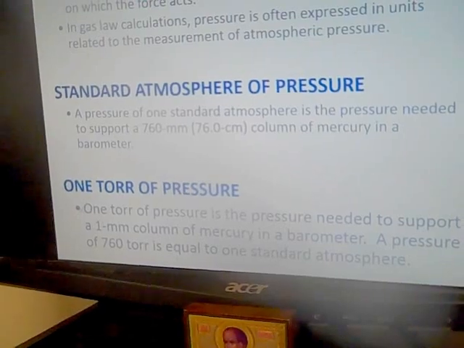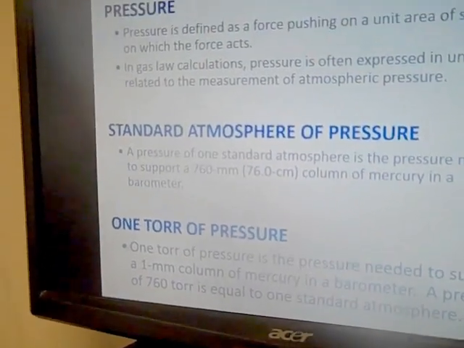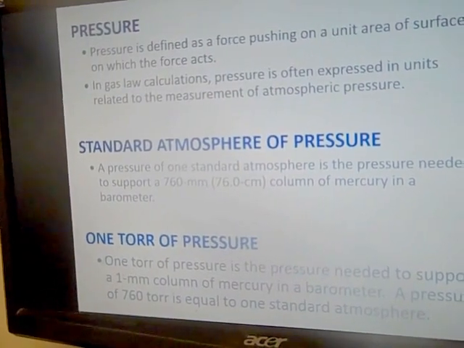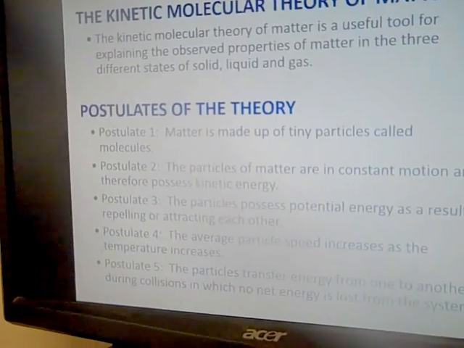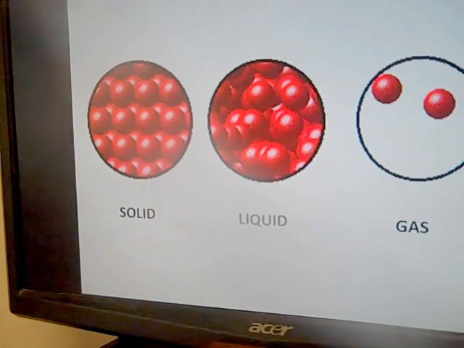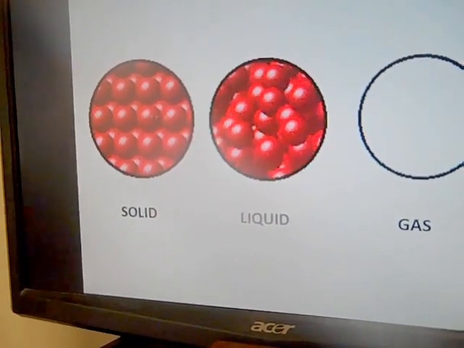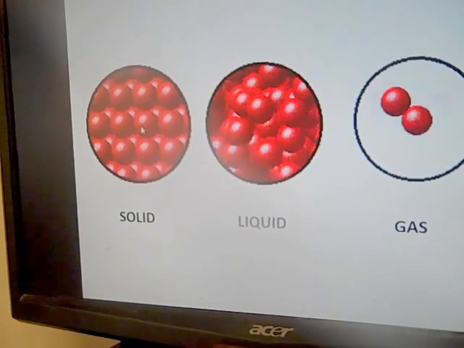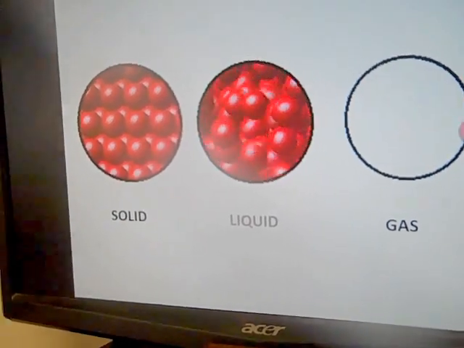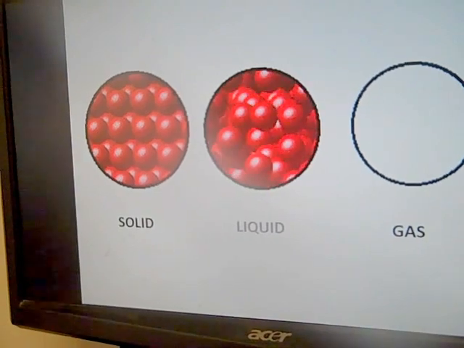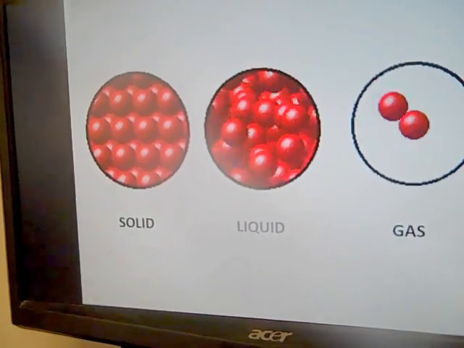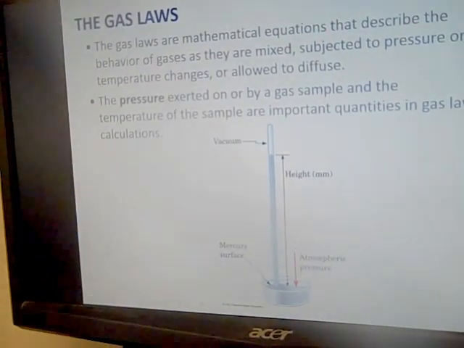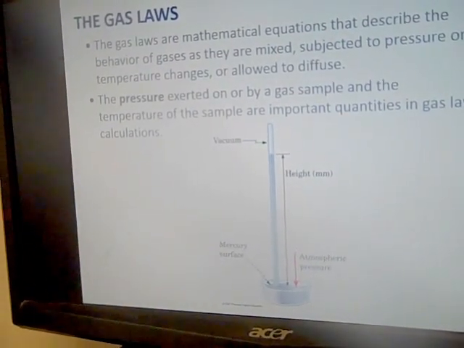Temperature, the baseline for that is 0 Kelvin. That's where we have no motion, where all motion stops. If you recall this picture here, even with solids there's some motion, so it's not absolute zero, but basically when it's 0, that's 0 Kelvin. That's the scale that we use for temperature, and the standard pressure here would be 1 atmosphere.